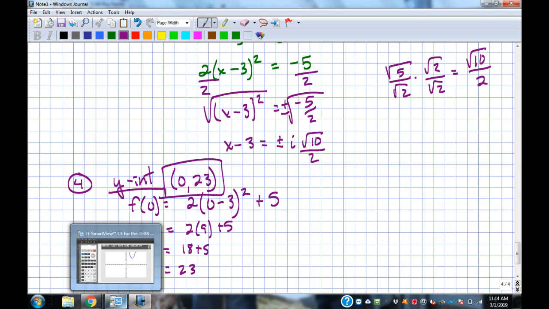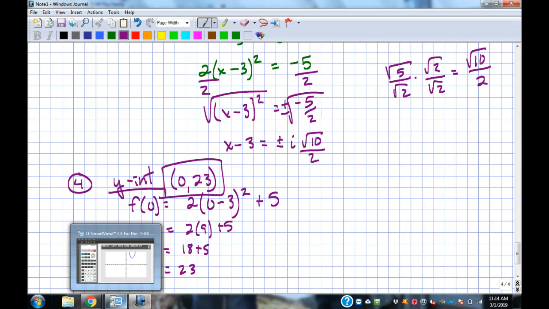Okay, so we get a y-intercept, we get the vertex. We found out there were no x-intercepts for this one. That happens sometimes. When does that happen? Whenever I have an i when I try to solve it. If I try to take the square root of a negative, that's when I'm going to have no x-intercepts.